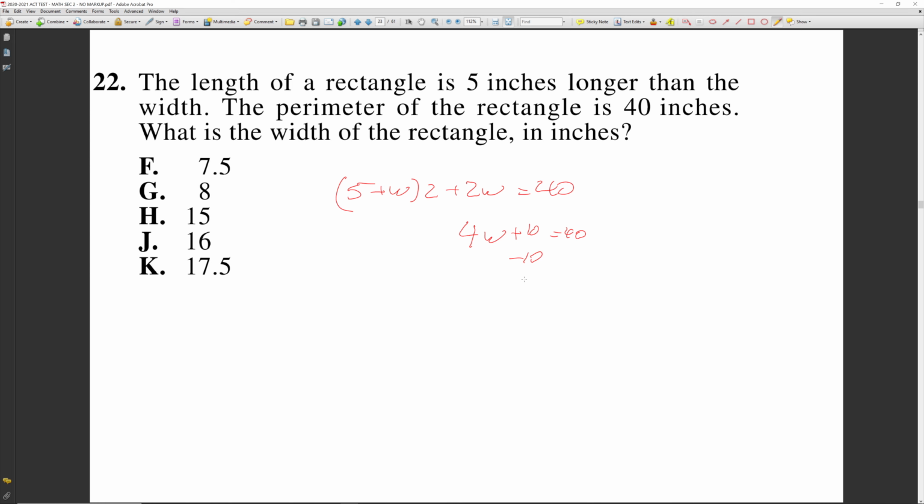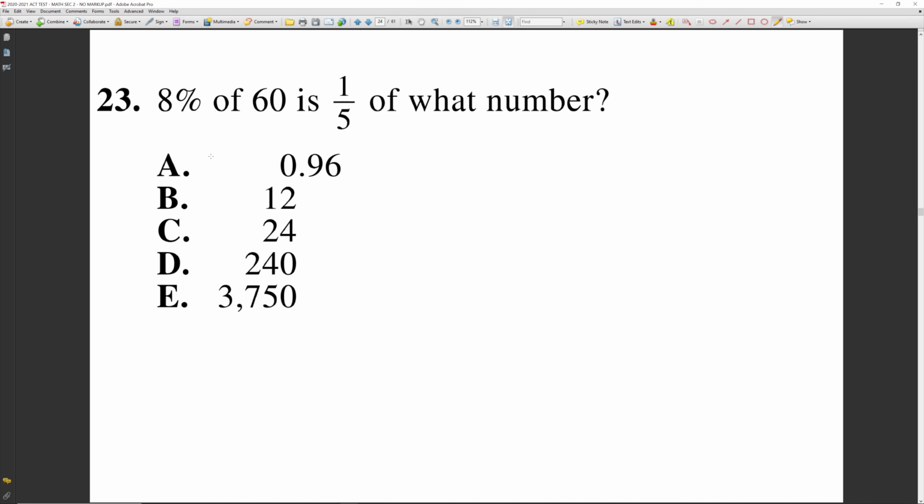Subtract 10 from both sides, so I have 4W is equal to 30, and I divide both sides by 4. W is equal to 30 over 4. And plug this in the calculator, and this comes out to be 7.5. In reality, this is a 10-second problem. There you go. 23. 8% of 60 is 1/5 of what number?